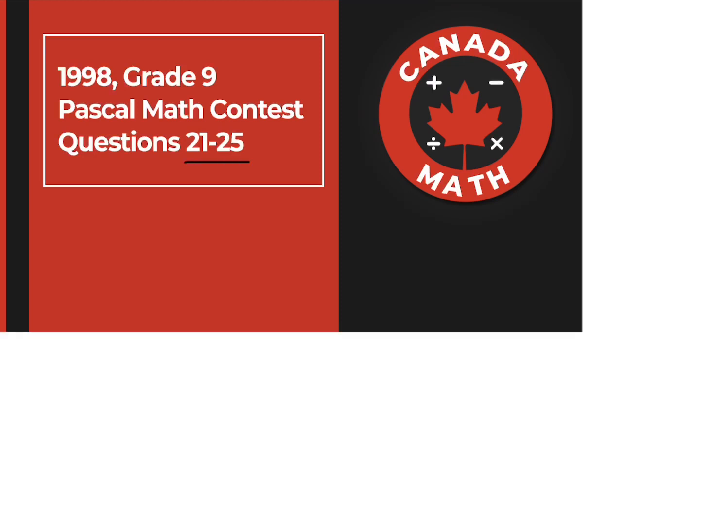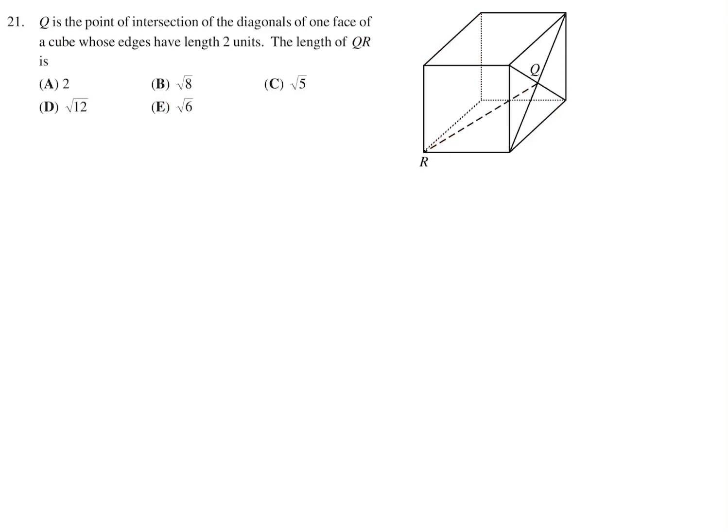Questions 21 through 25 of the 1998 Grade 9 Pascal Math Contest is what I will discuss. Question 21 says that Q is the point of intersection of the diagonals of one face of a cube whose edges have length 2 units. The length of QR is.